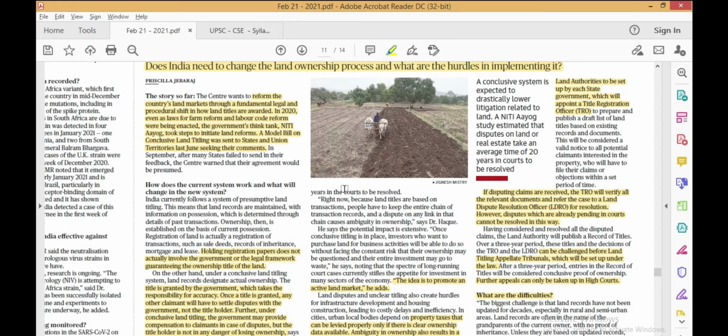So how does the current system work and what will change in the new system? It says India currently follows a system of presumptive land titling. What is that? This means that land records are maintained with information on possession, which is determined through details of past transactions. This simply refers to the property tax we pay, whether in a village or a city. After that, ownership is established on the basis of current possession. Registration of land is actually registration of transactions such as sale deeds, records of inheritance, mortgage and lease. Holding registration papers does not actually involve the government or a legal framework guaranteeing the ownership title of the land. So this is the point.